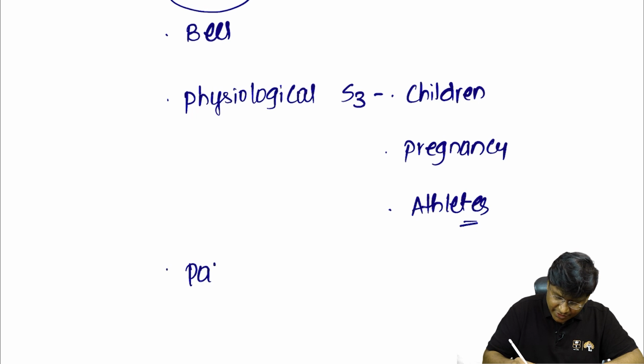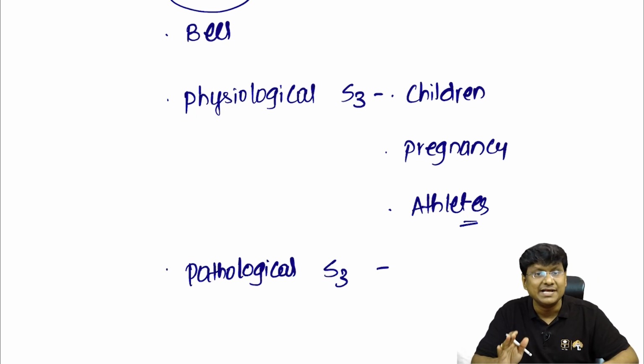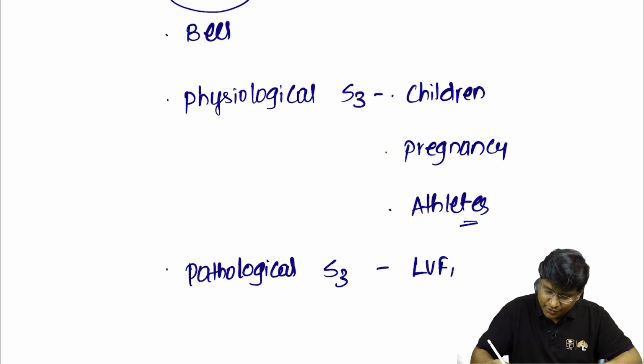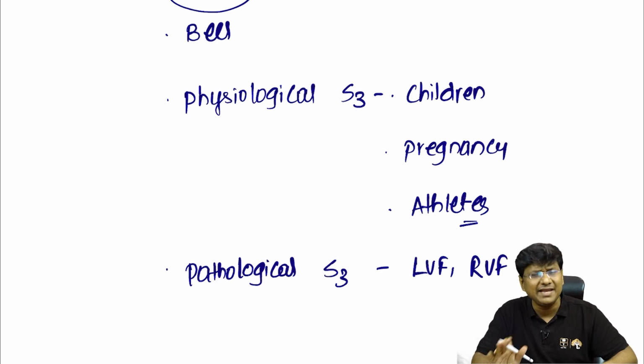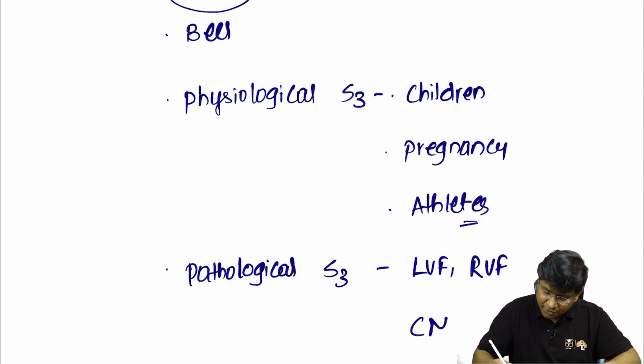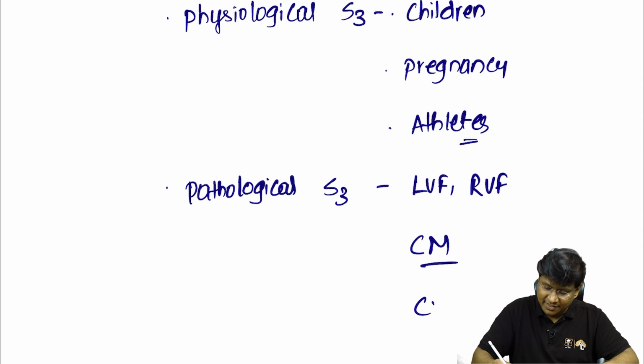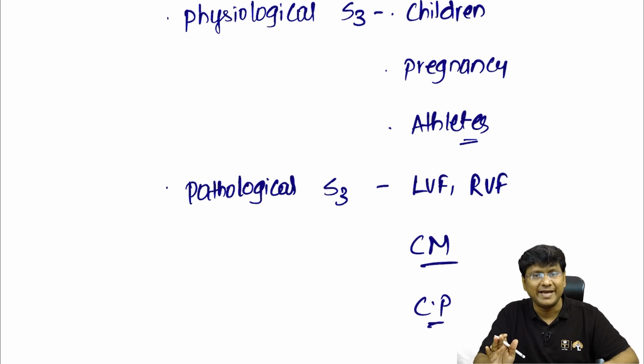Then you need to know the conditions where you will listen to the pathological S3. You listen to it in patients with left ventricular failure and right ventricular failure. Any condition causing LVF or RVF will give the pathological S3. Even in cardiomyopathies, because they make the individual land up in heart failure: restrictive, hypertrophic, or dilated cardiomyopathy. Also in constrictive pericarditis, and in all the hyperkinetic states which cause heart failure.